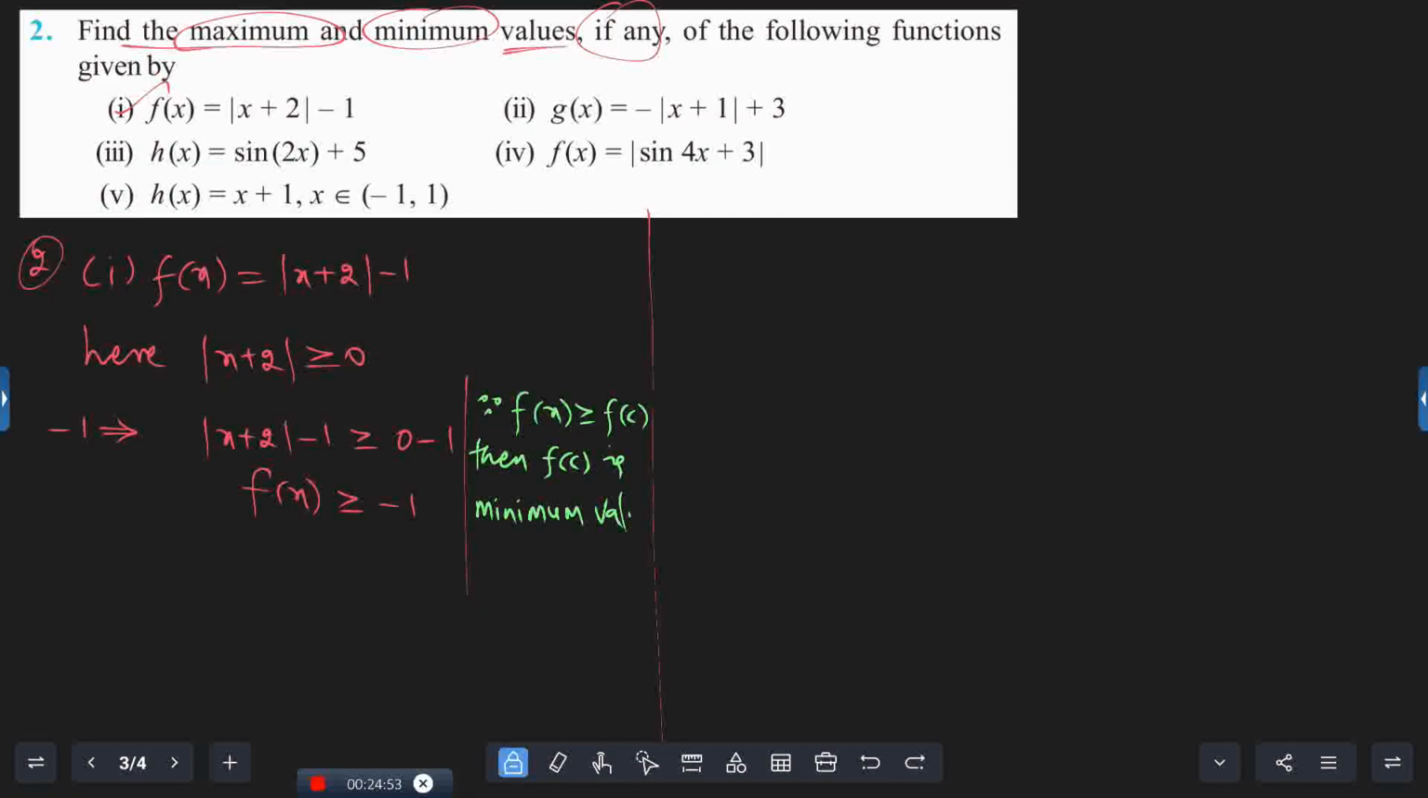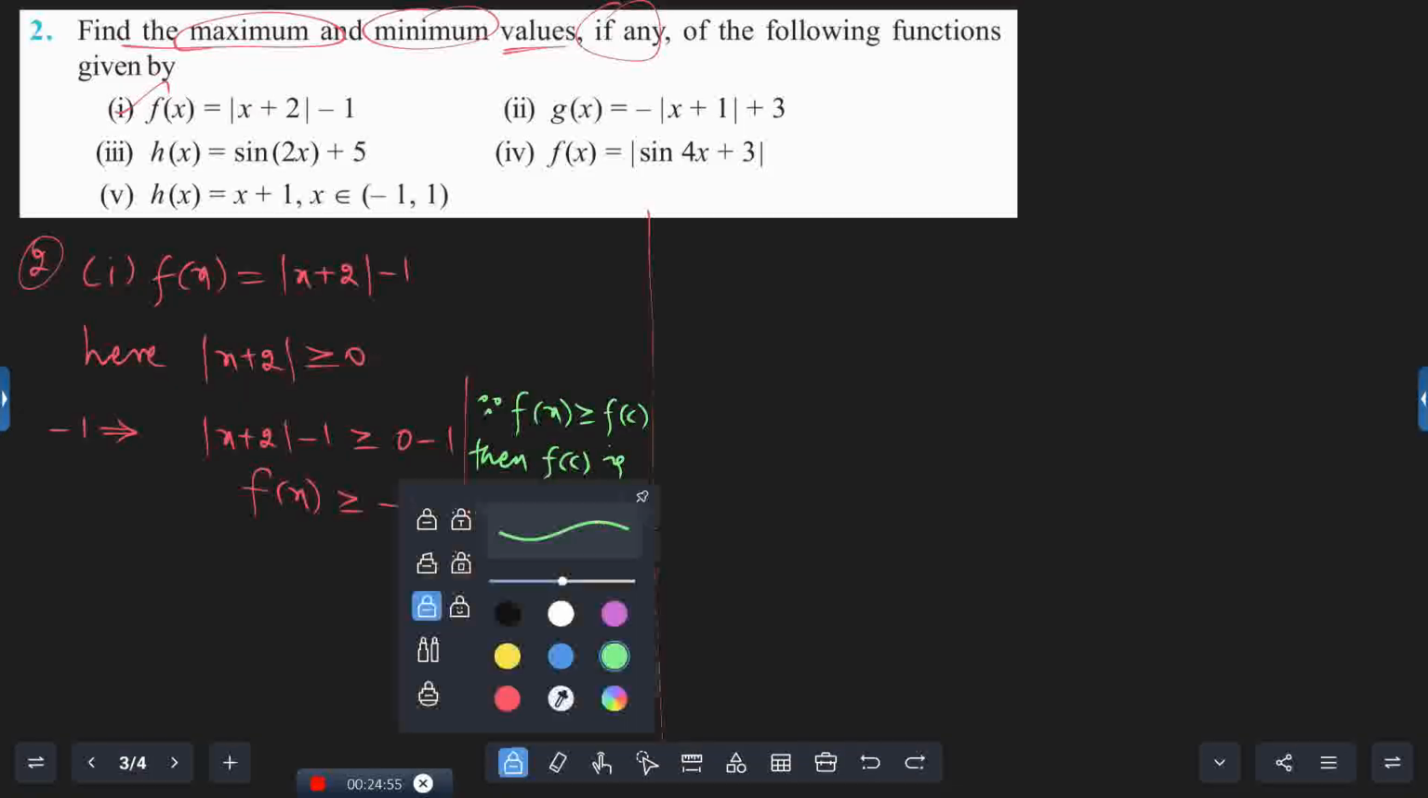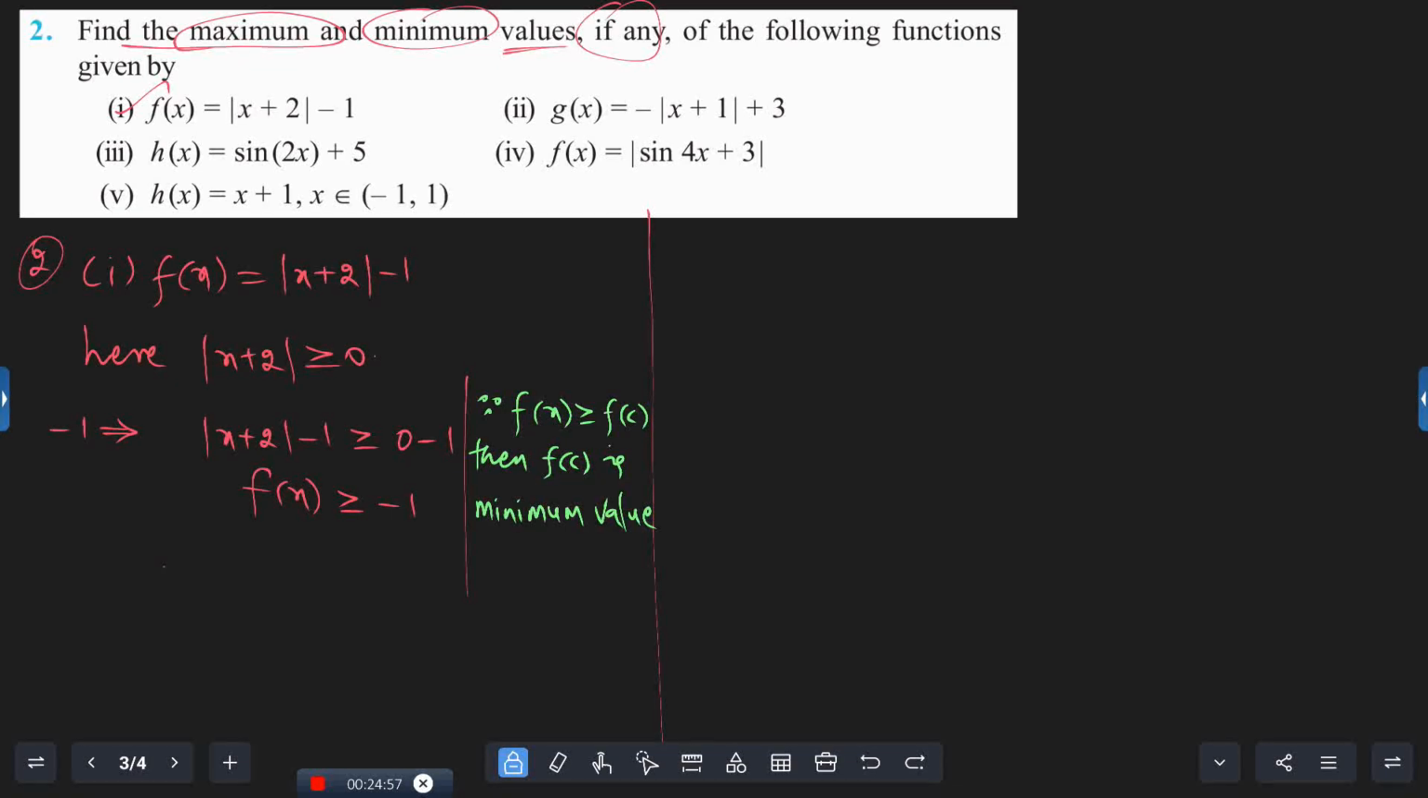f of c is called the minimum value. Understand? Here minus 1 is the f of c. Then minus 1 is the minimum value. Then no maximum value. That's it, Raja. No maximum value. Okay.